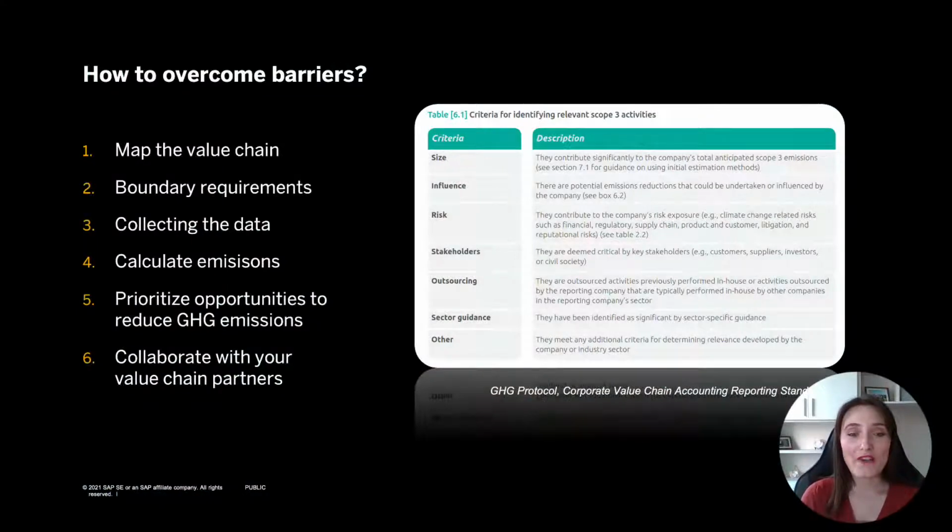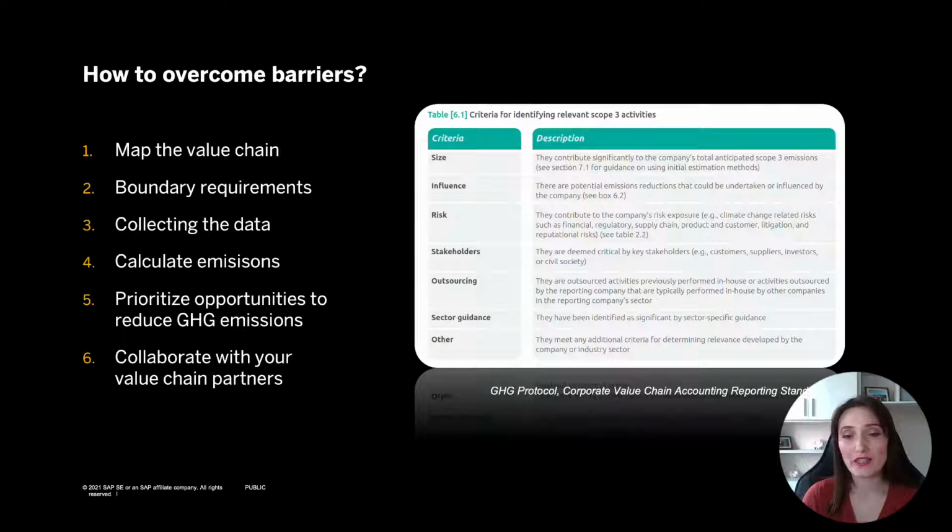And once you have that clear, of course, you need to start collecting the data. And here, of course, this is not easy, like we were mentioning before. And here we have different ways to do it. Use primary data or use secondary data. But Carlos and Samatia will talk more about what kind of data we can use when it comes to secondary and to primary data. Once you have collected the data, of course, you need to calculate your emissions.